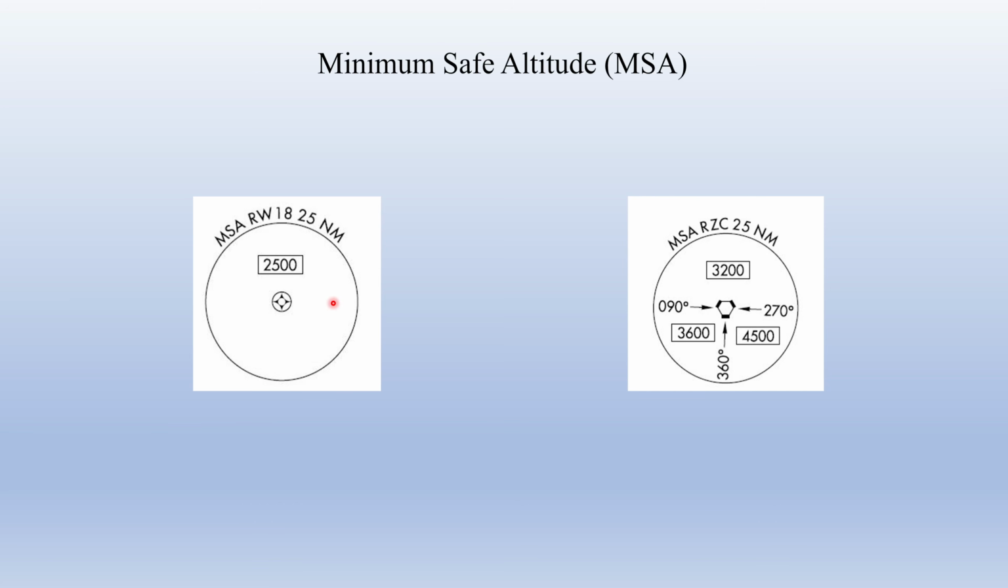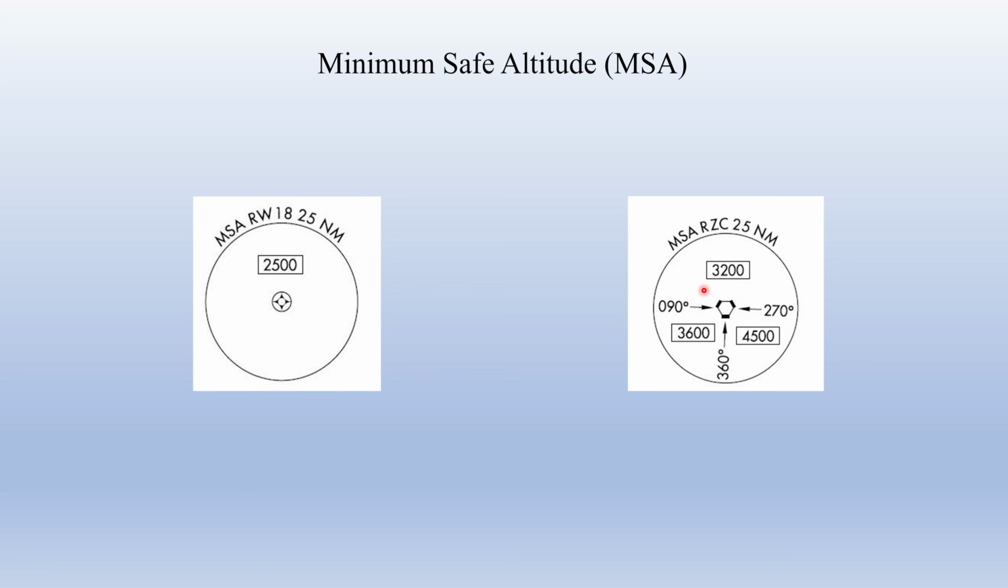So to look at some examples here, this is from the Stuttgart RNAV to runway 18, and the MSA fix is runway 18. So the runway 18 missed approach point on that approach, and it tells us that the circle is 25 nautical miles, and then it tells us that the MSA in the entire sector is 2,500 feet. So we know as long as we stay at or above 2,500 feet when we're within 25 nautical miles of runway 18 there at Stuttgart, we know that we've got at least 1,000 feet of obstacle clearance.